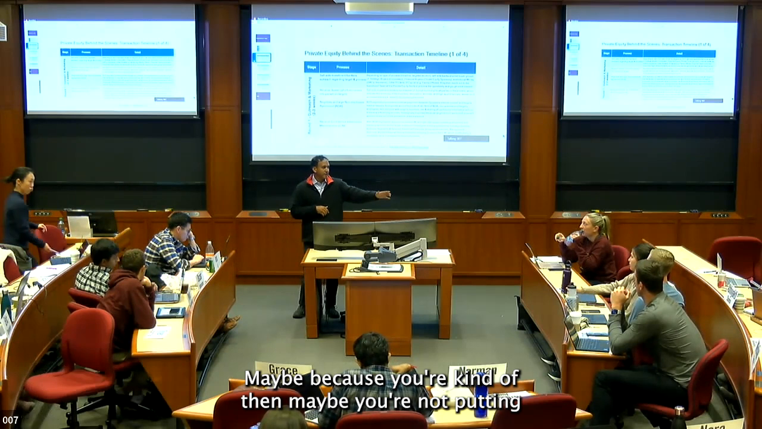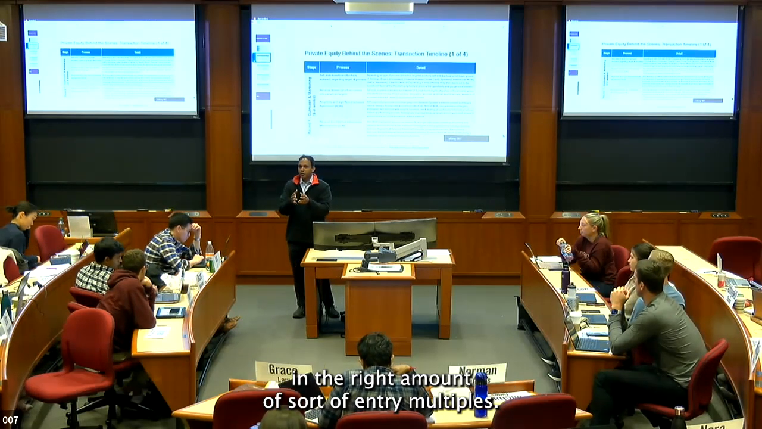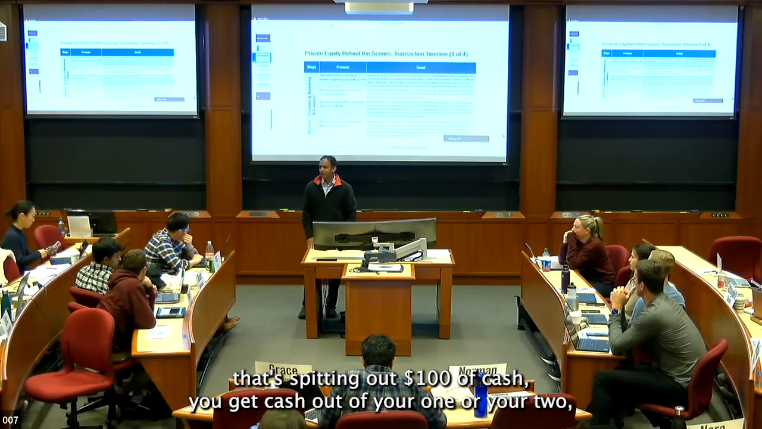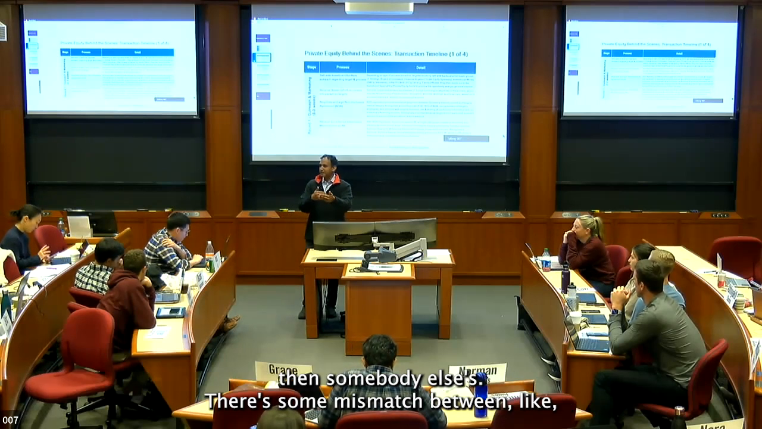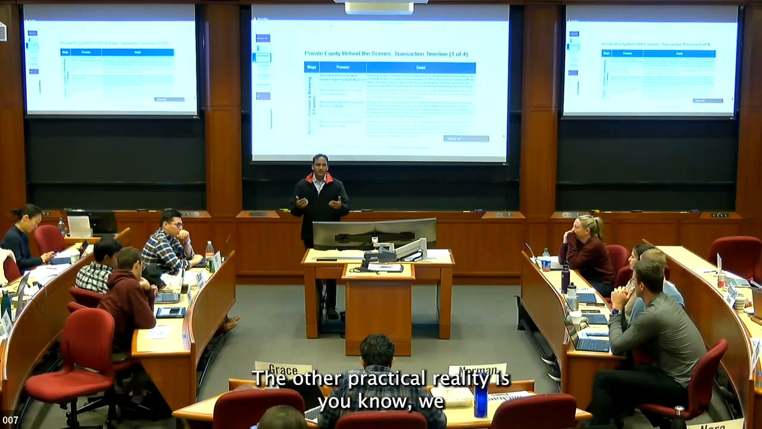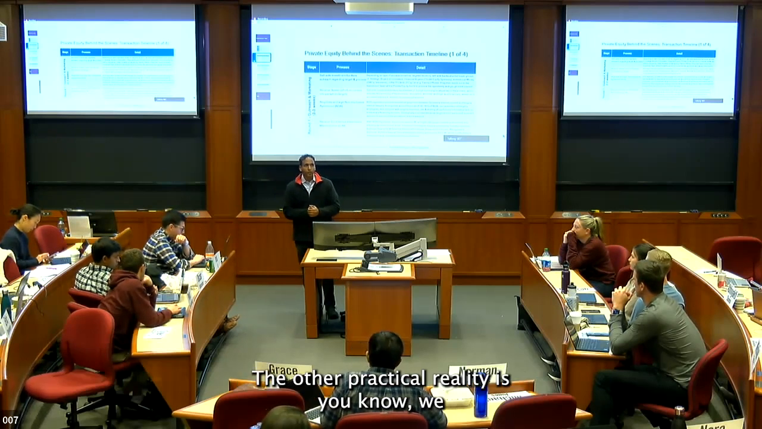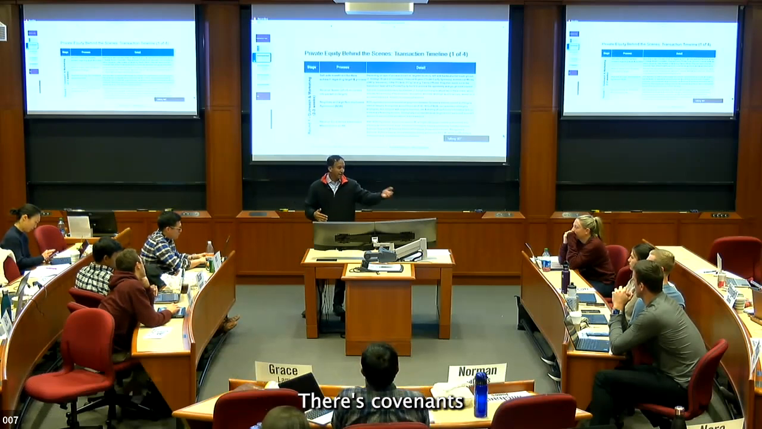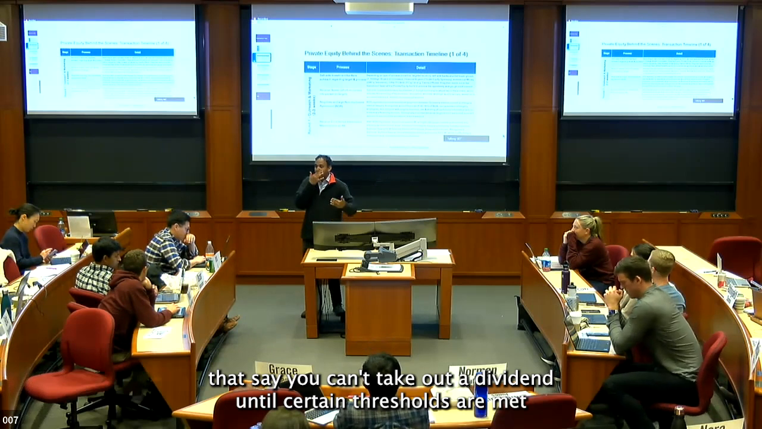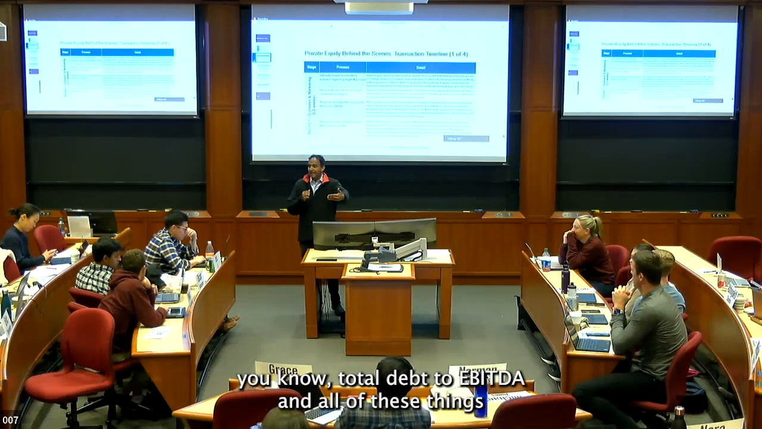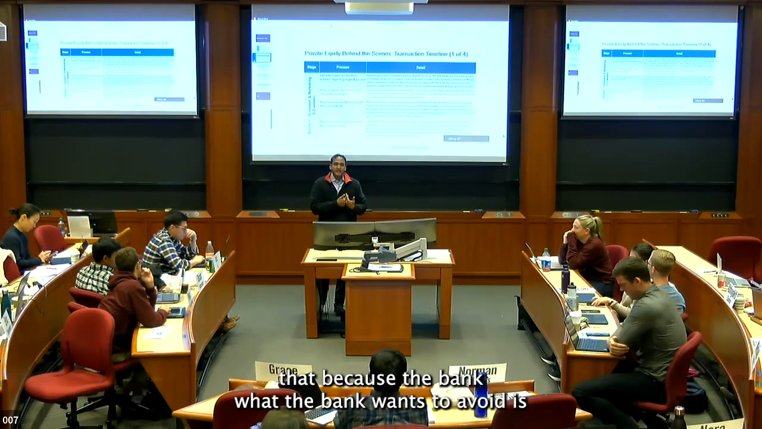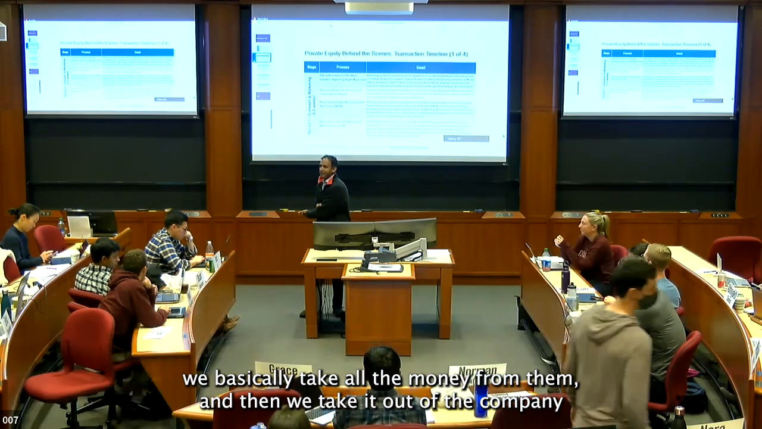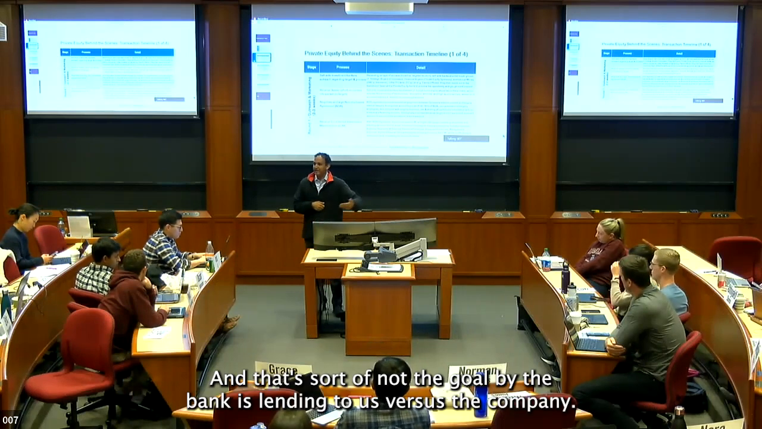Maybe then you're not putting in the right entry multiples. If you're buying a company that's spinning out $100 million of cash to get cash out in year one or year two, there's some mismatch between how much you're paying and what you can get out. The other practical reality is we could use capital to reinvest in the company, rather than have to put more capital in. There are covenants that say you can't take out a dividend until certain thresholds are met in terms of total debt to EBITDA, all of these things, because what the bank wants to avoid is that we take all the money from them and then take it out of the company in a year or two. That's not the goal of why the bank is lending to us versus the company.